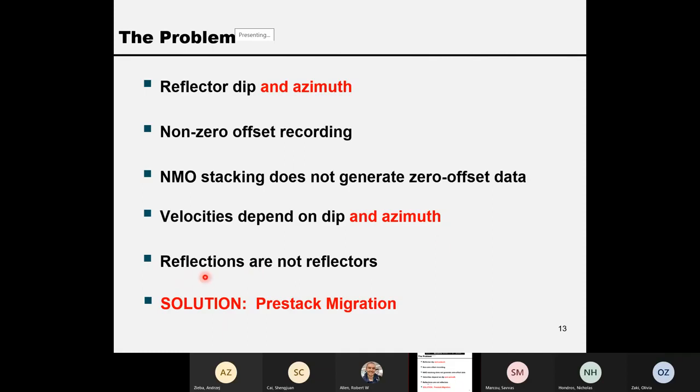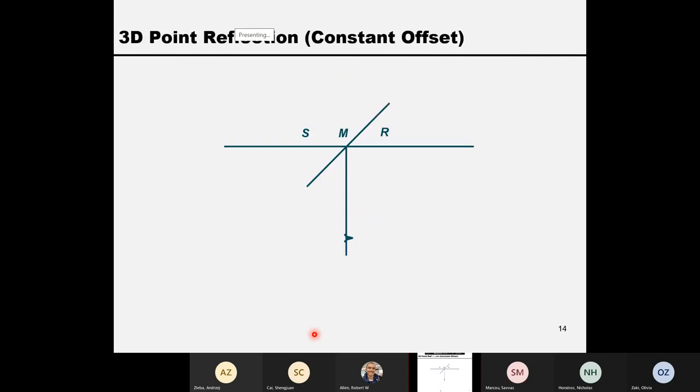Again, the reflection is in the data space. It's not the reflector in the model space. Geologically, we want the subsurface image, which is a model, right? So the solution here is prestack migration. For 3D, how do we derive a 3D migration formula?